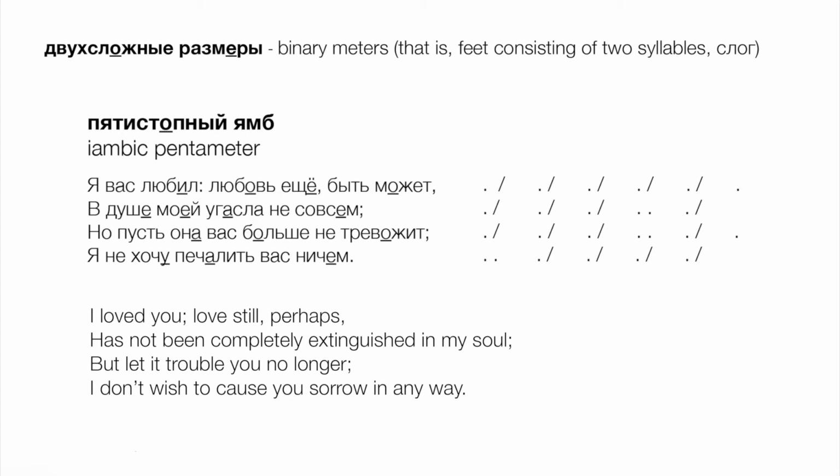Or я вас любил. Right, so maybe a bit of an open question, but again, it's usually enough to scan maybe 2 or 3 lines of a poem to be pretty certain about what meter you're dealing with, regardless of any ambiguities or deviations. Я вас любил, любовь еще, быть может, в душе моей угасла не совсем. Но пусть она вас больше не тревожит, я не хочу печалить вас ничем.